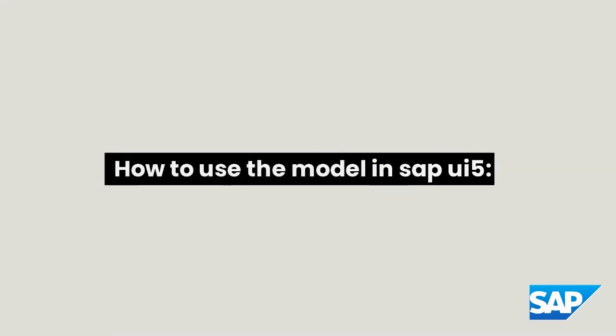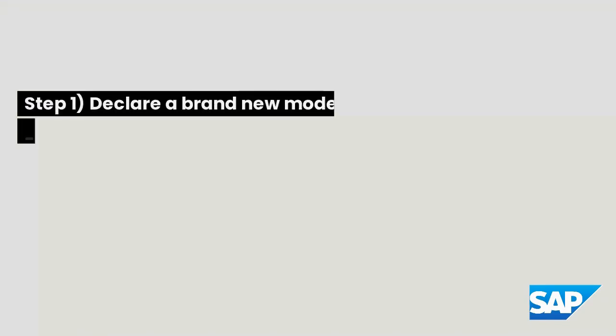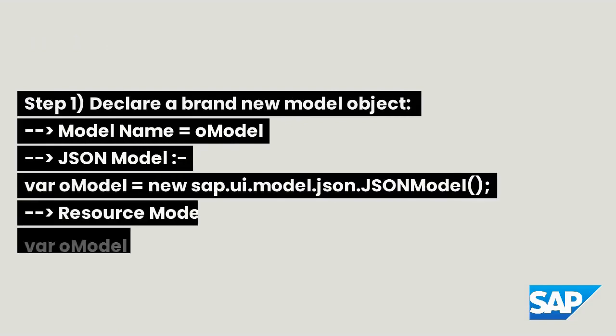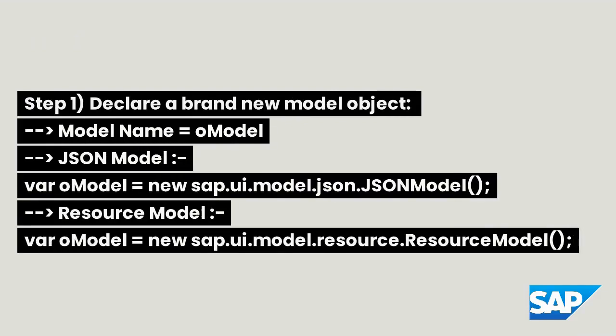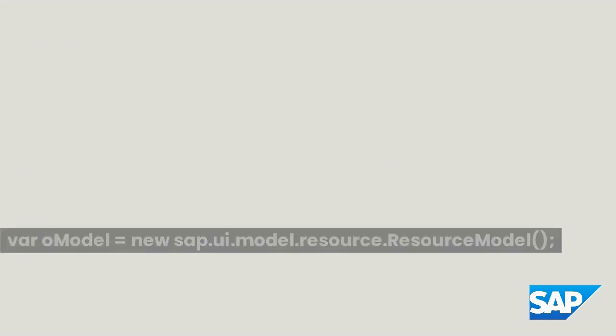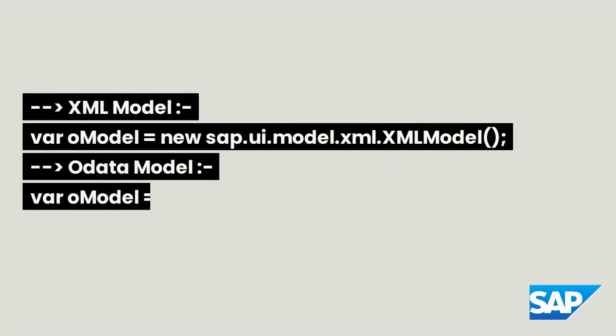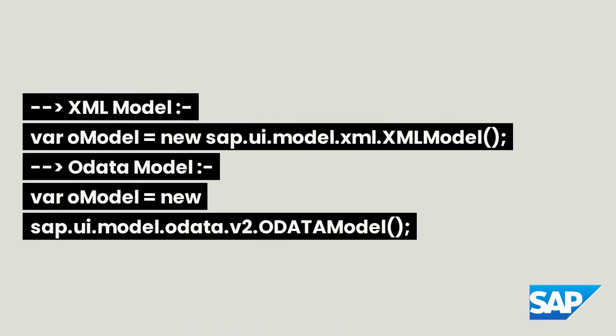How to use a model in SAP UI5. Step 1. Declare a brand new model object. For the JSON model: var oModel = new sap.ui.model.json.JSONModel. For the resource model: var oModel = new sap.ui.model.resource.ResourceModel. For the XML model: var oModel = new sap.ui.model.xml.XMLModel.